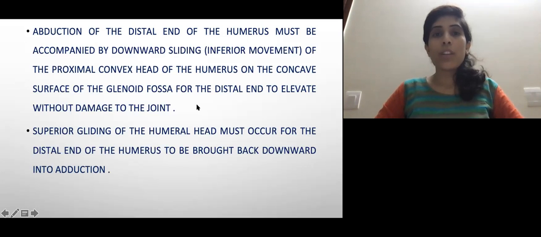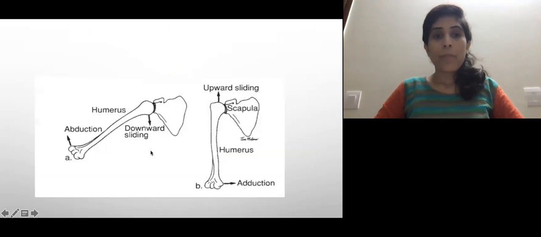As we all know, during shoulder abduction, the head of the humerus will roll as well as slide. But during this motion, the roll occurs in the upward direction, whereas the slide occurs in the downward direction. Let's see with the image. Here you can see this arrow is indicating the rolling direction and this downward arrow is indicating the sliding direction. So during abduction, the sliding is downward and rolling is upward. During the adduction motion, the opposite occurs.